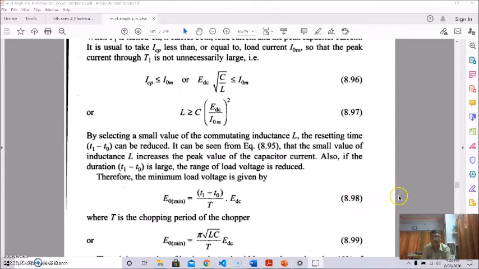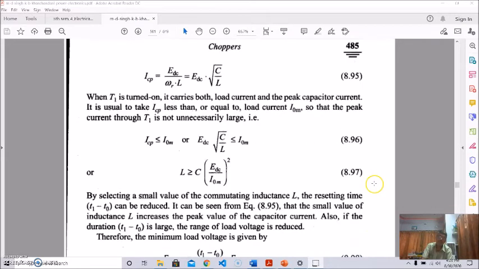We have gone up to the voltage commutated chopper, and we can't start a new topic today because it will not be possible for us to complete the topic in this period.